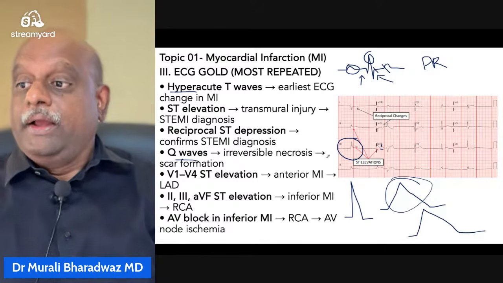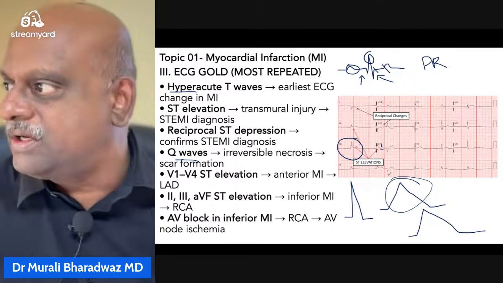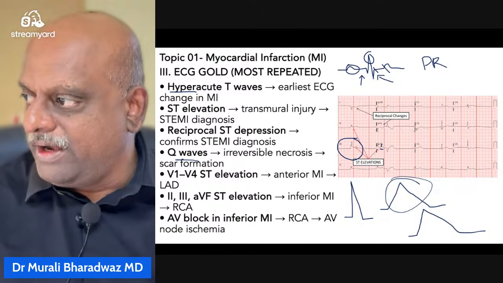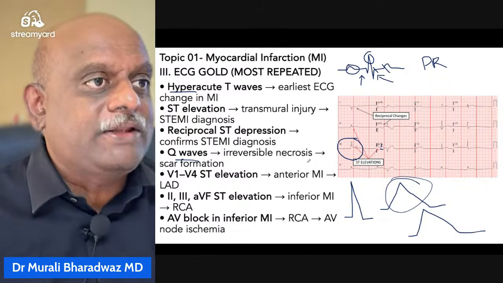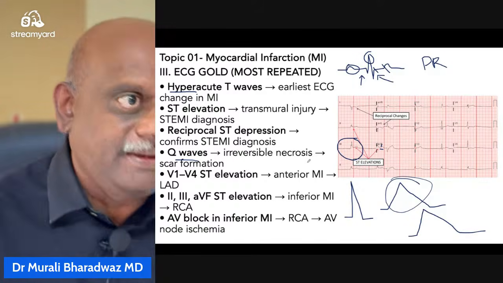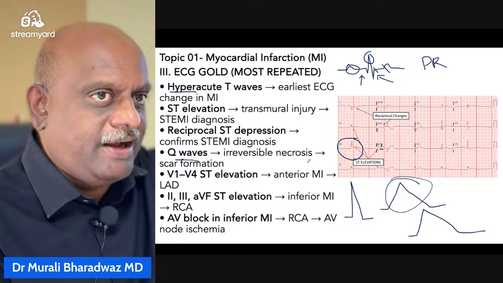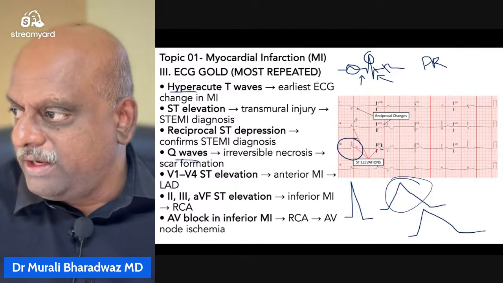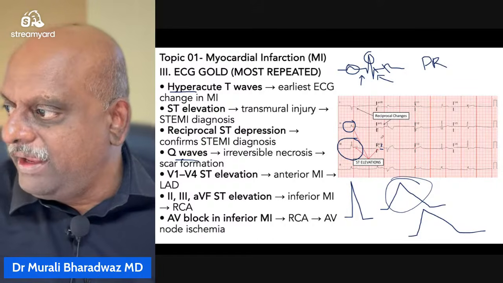So when ST elevation is there in V1, V2, V3, V4 leads, that indicates anterior wall MI, which typically happens with left anterior descending artery occlusion. Then 3 leads look at the inferior aspect of the heart. What are they? Lead 2, lead 3, and AVF.